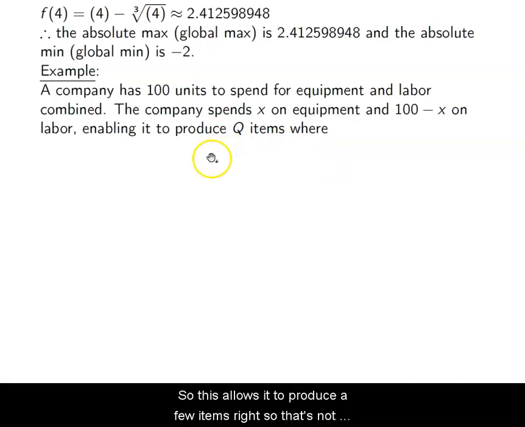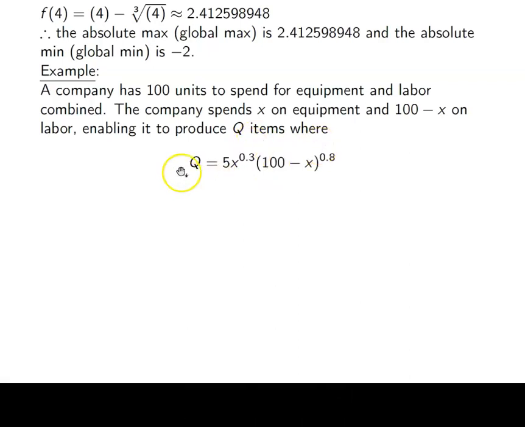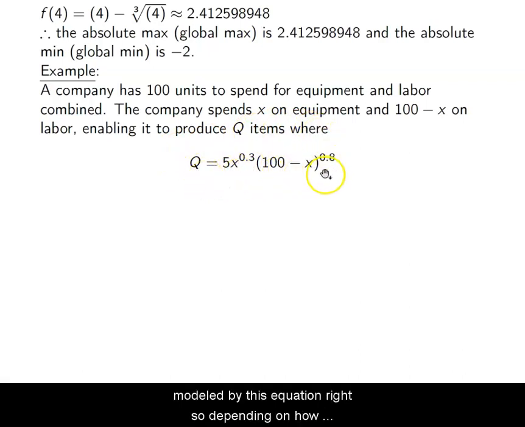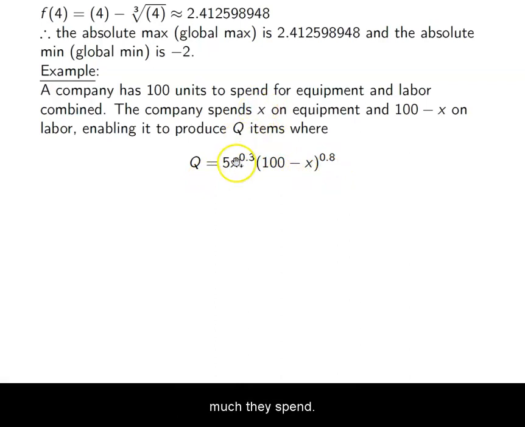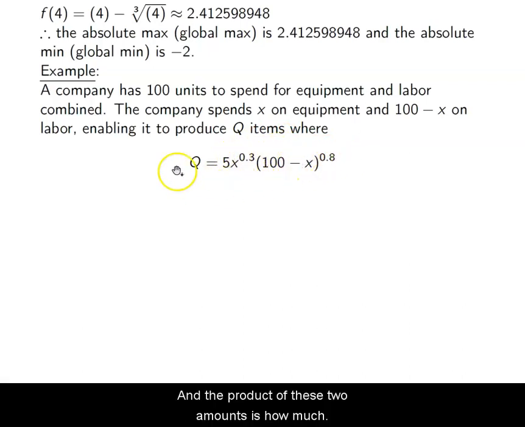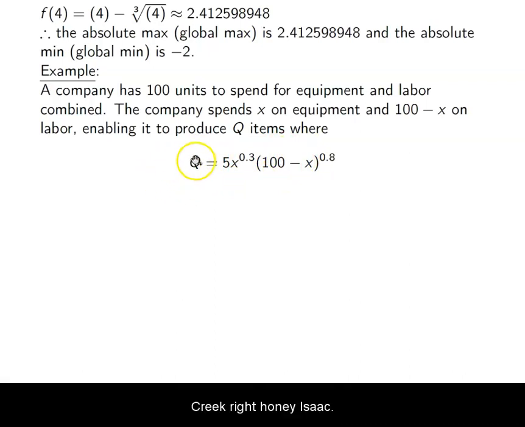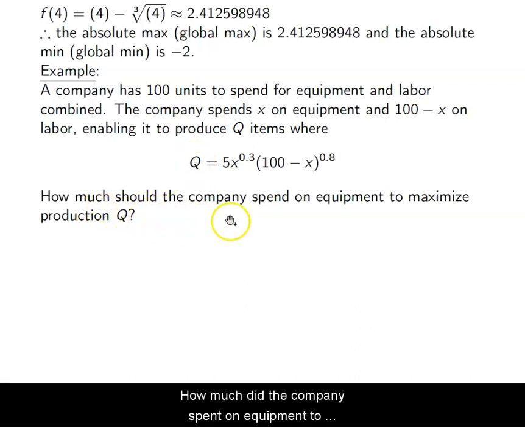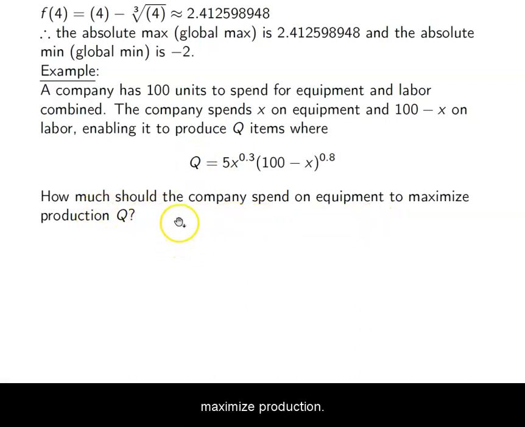So this allows it to produce Q items, right? That's not the name of it, but that's the amount. The Q is the amount of items that they can produce, where the number of items they can produce is modeled by this equation, right? So depending on how much they spend on equipment allows them to spend this much on labor, and the product of these two amounts dictates how much they can create, right? How many items they can create. So how much should the company spend on equipment to maximize production Q?